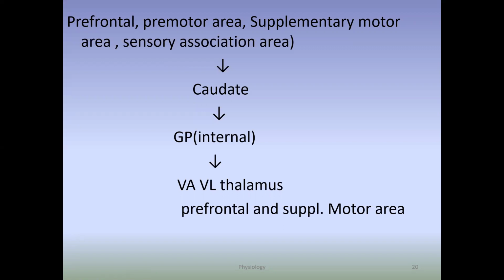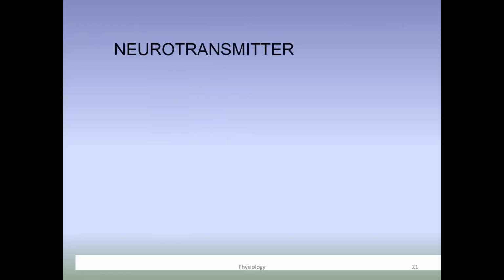Whenever some sensory input is there, and whatever information is stored in your brain, because of that some activity takes place, that is called cognition. So it is the thinking process of the brain. So this is about the caudate circuit and putamen circuit.